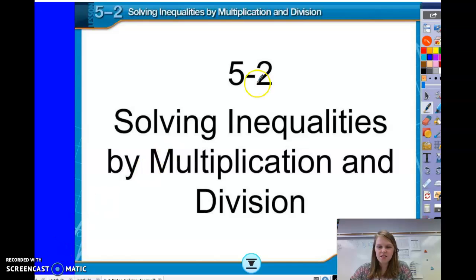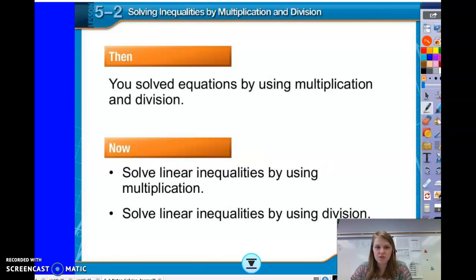Alright, today we're going to take a look at Chapter 5, Section 2, Solving Inequalities by Multiplication and Division. Don't forget you can always pause and rewind if you need to hear something again, and ask questions in class if you're stuck on anything or if it seems confusing.